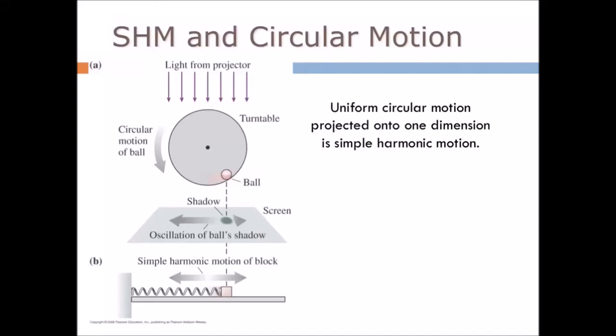From here on out, you're going to want to think of simple harmonic motion two different ways. In our last video, we saw that a mass on a spring vibrating back and forth shows simple harmonic motion. Now, if you place a ball on a turntable and shine a light from a projector, like shown in this picture, the shadow also follows the same motion as the mass on a spring. So circular motion, or uniform circular motion projected onto one dimension, is also simple harmonic motion. And this is going to help us look at our unit circle.